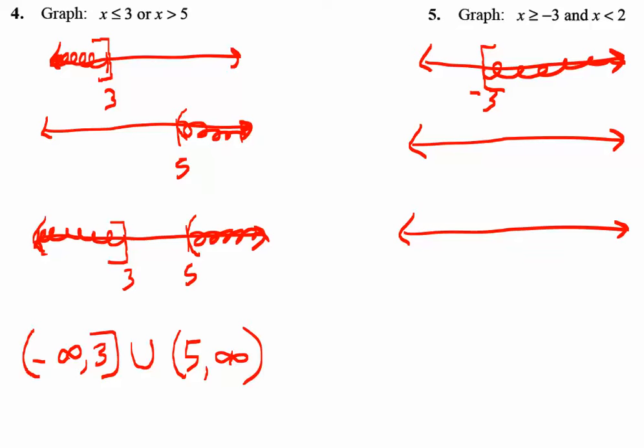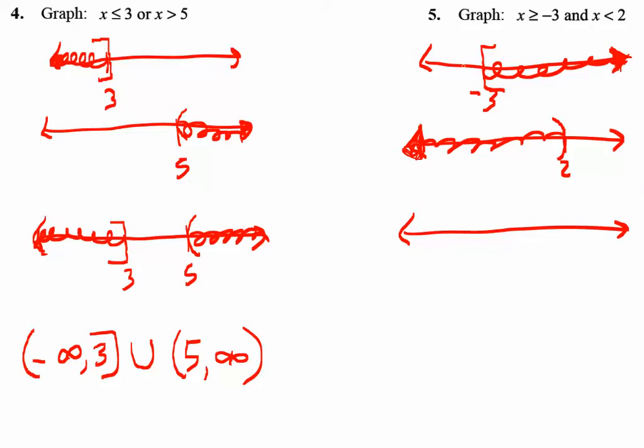X is less than 2. Let's put a little 2 on our second graph. Let's see, bracket or parenthesis? Parenthesis going off to the left. Make arrows as well here just to make sure that we got it. Arrows there filled in. Okay, so "and" means I need both of them true at the same time.